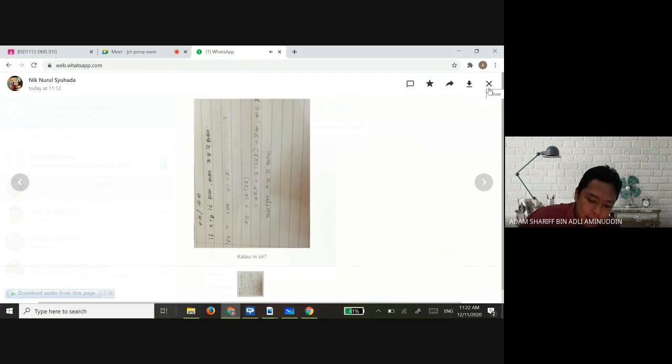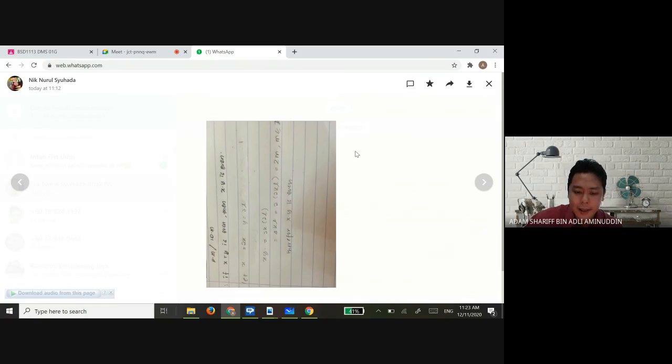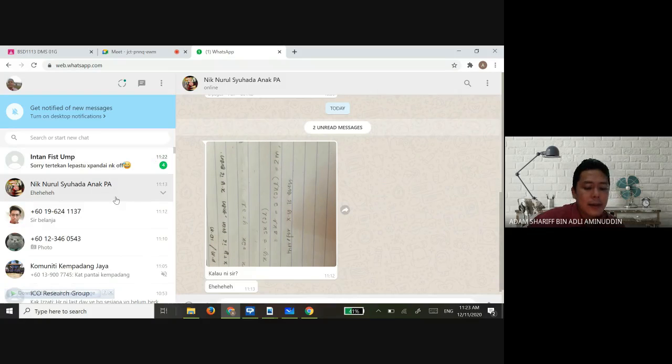Ada seorang bagi jawapan kepada saya tadi. Jawapan yang kamu bagi kepada saya tu totally salah. Sebab kalau kita assume x equals to 2k, y is also 2l, the summation of x plus y, kalau both of them is even, x plus y it will not be odd. So yang baru bagi jawapan kepada saya tadi melalui WhatsApp, salah.